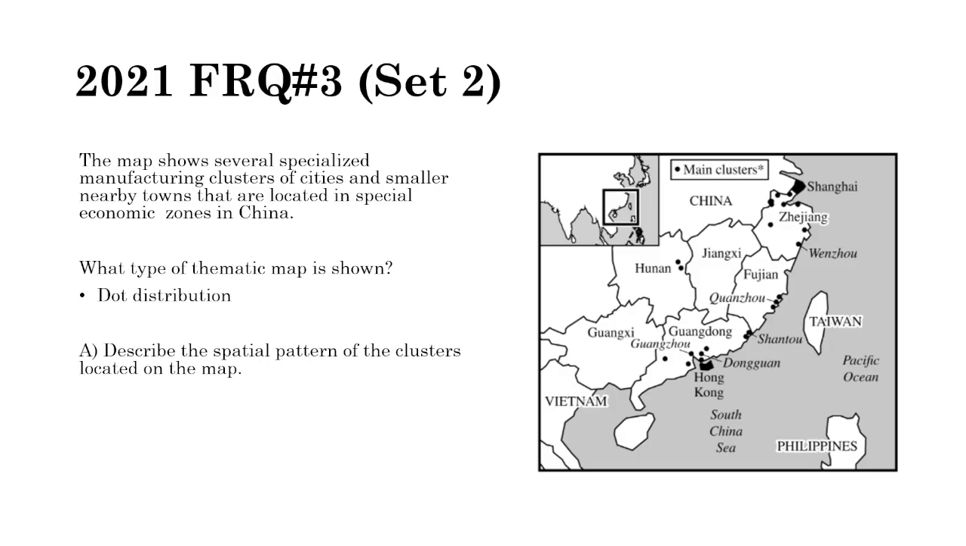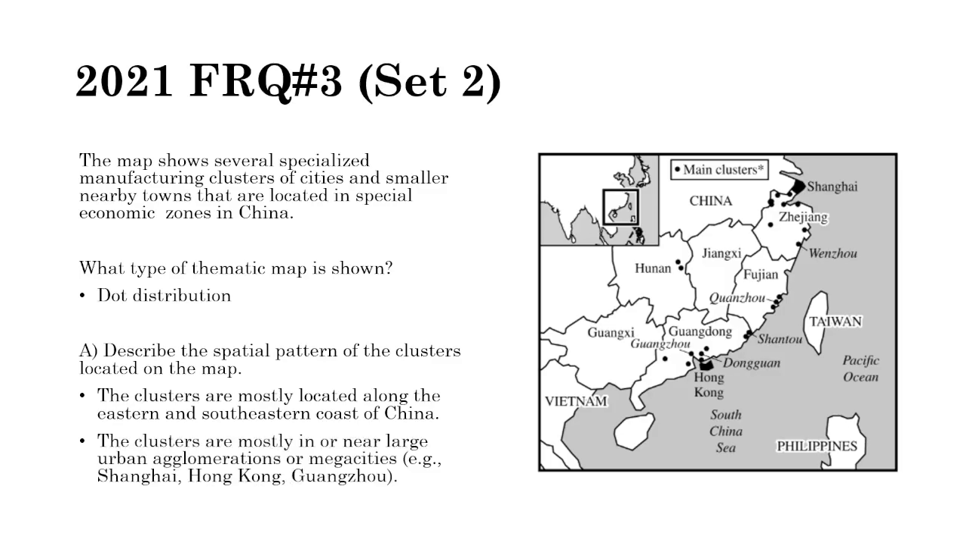So the part that we're discussing is: describe the spatial patterns of the clusters located on the map. So what is this really asking? Where are the clusters located? What's the pattern? The pattern is they're located along the eastern coast of China, or the southeastern coast of China, located in the eastern side and along the coast. You could also say they're located along the cities, the urban agglomerations, or just the urban areas.